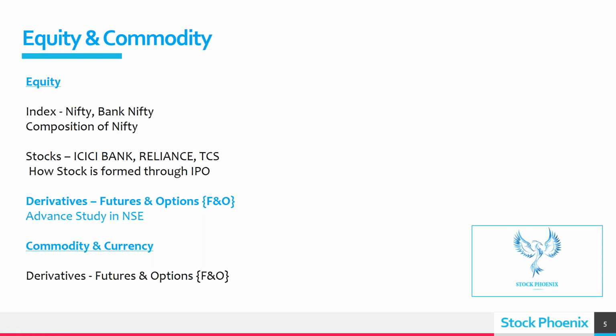Okay, so next is derivatives, futures and options, which is the advanced study in NSE. That we will have in a separate session in the course curriculum. So commodity and currency, there is no cash market. We have to trade only in derivatives, that is futures and options.